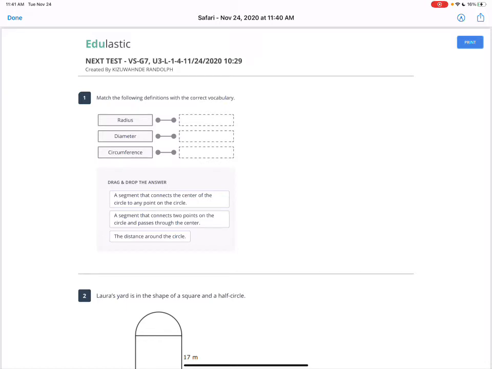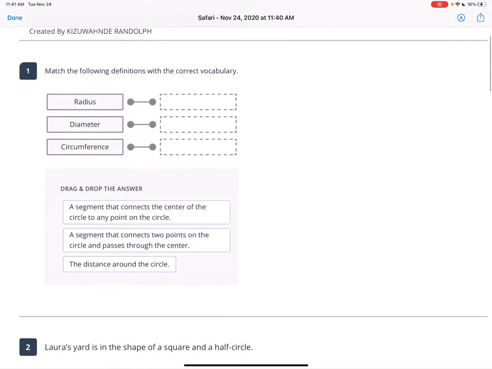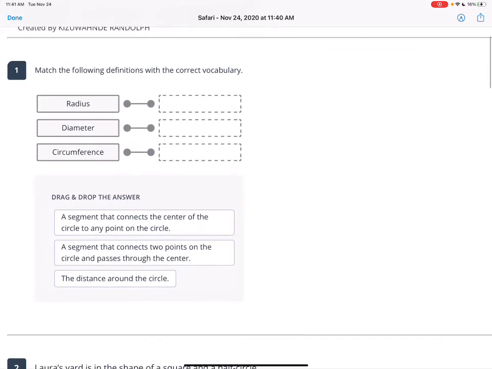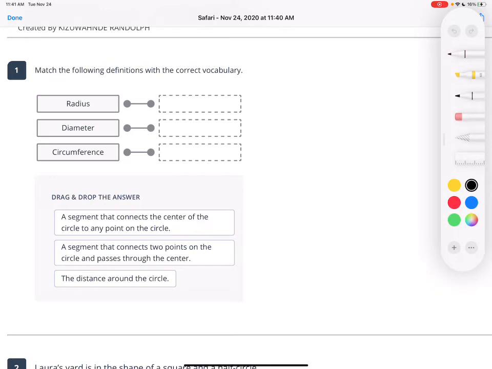So let's get started. All right, so let me zoom in so you guys can really see. Before I get started with this review, I want to focus on the dynamics of a circle, okay? Because you really need to understand what the dynamics of a circle are before you get into this test or this review. If you don't understand what a circle is or the different parts of a circle, then you may struggle on this test, all right?